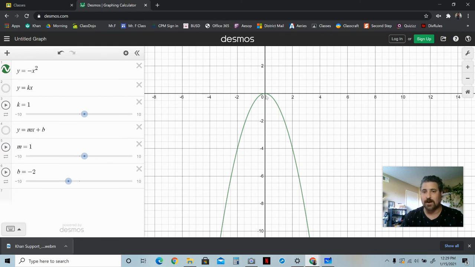It still crosses at 0, 0, because when x is 0, y is 0. But it's not proportional because it's not a line. But you do notice that it is going to start at 0, 0, and then be a downward facing parabola with the steepness of an x squared.